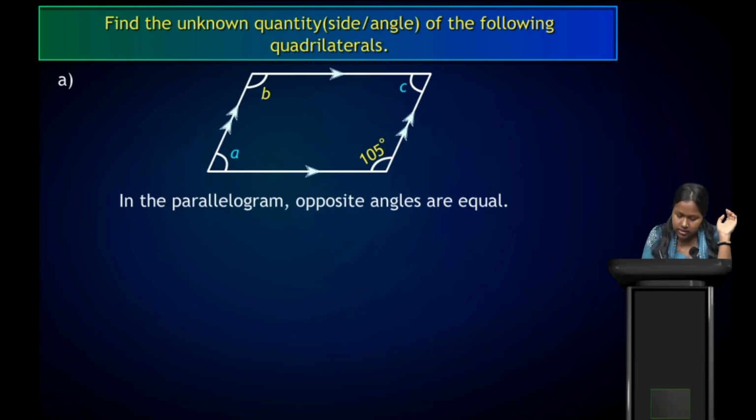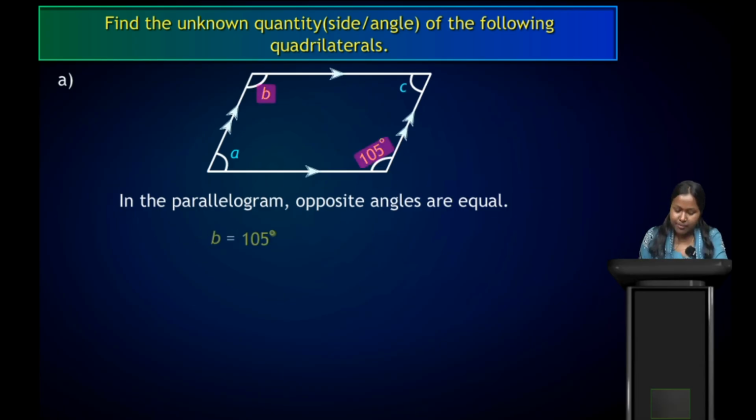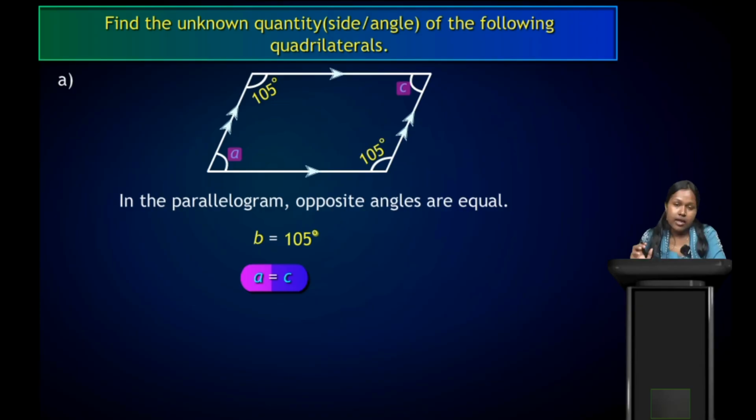Taking the help of this statement, in a parallelogram, opposite angles are equal. With the help of this statement, which angle value will be directly 105? Can you tell? Yes, very good. Angle B value will be directly 105, right? Yes. So, now to find A and C. Similarly, A and C will be equal because these two are the opposite angles. According to the parallelogram law, A and C will be equal.